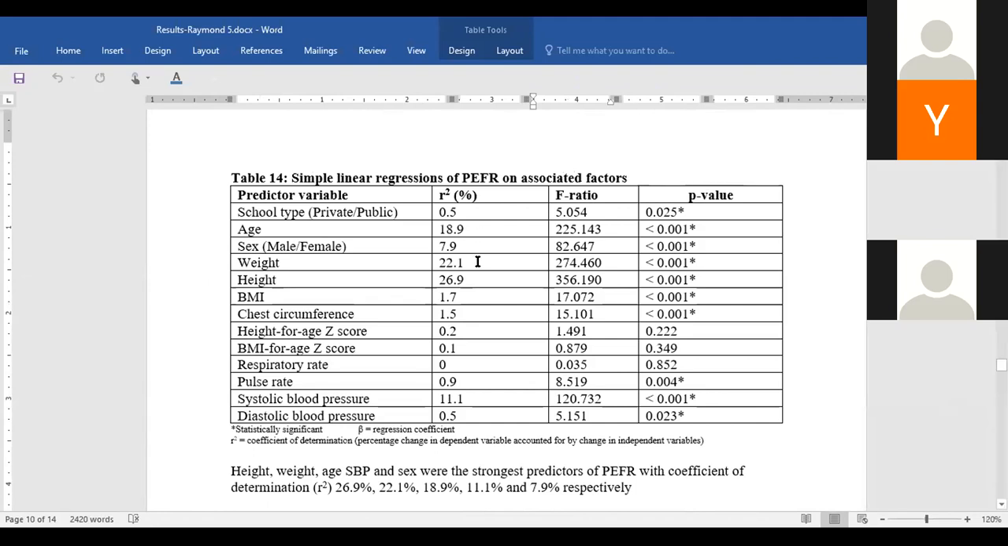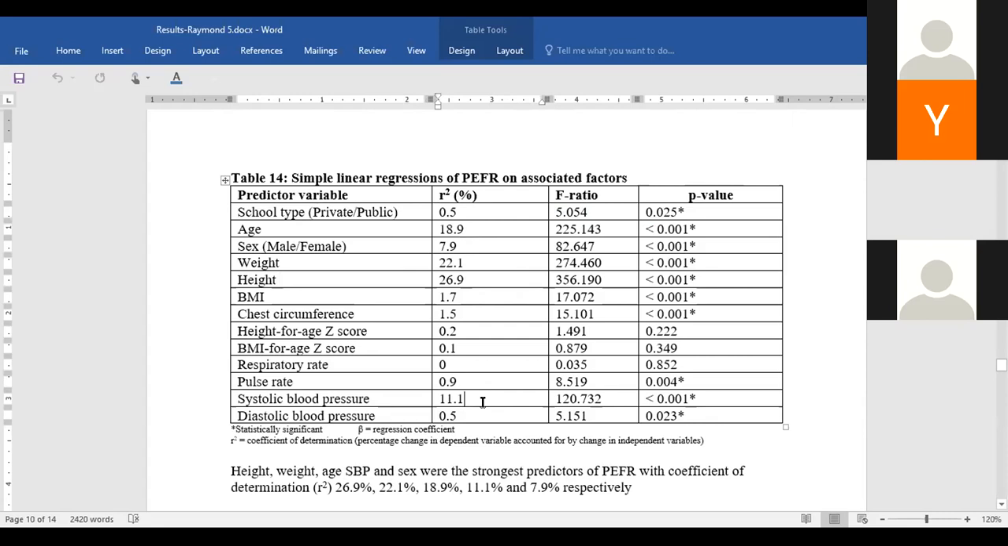The one that gives the highest R square, if you look at it, is height, 26.9. When I did each one separately, the highest R square is height, followed by weight, then followed by age, then followed by blood pressure. But you will see something now.